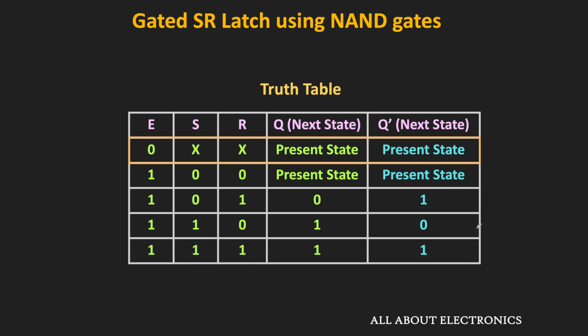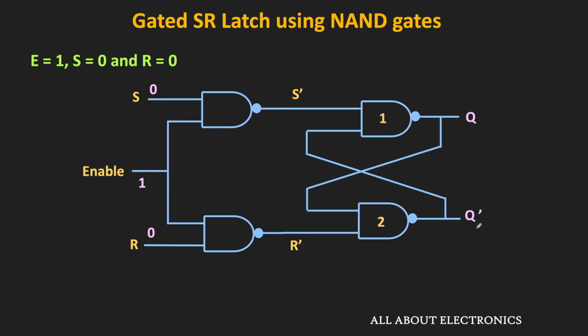Now when this enable input is high, then this latch will behave like the normal SR latch. For example, when this enable input is high and when both S and R inputs are 0, then the latch will retain its current state. Because if you see over here, when both S and R inputs are 0, then the output of these two NAND gates will be 1. That means both S dash and R dash will be equal to 1.